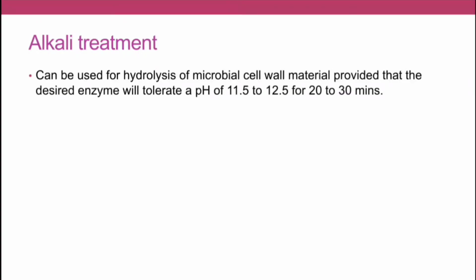Then next is the alkali treatment. It can be used for hydrolysis of microbial cell wall material, provided that the desired enzyme will tolerate a pH of 11.5 to 12.5 for 20 to 30 minutes. So this is an alkaline treatment, children, where we can use NaOH, KOH, as well as any other alkali for carrying out hydrolysis of the microbial cell wall.